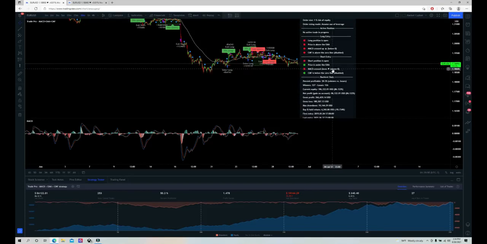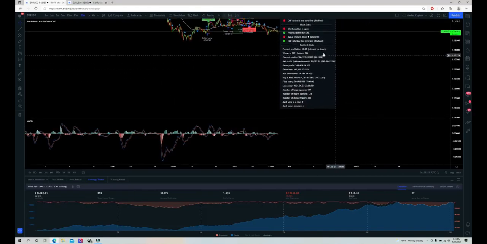If the MACD crosses down from above the 0 line, that is the condition we have set for a short. So right now that's not happening. And then the Chaikin money flow is below the 0 line. Right now that's disabled because I don't have the Chaikin money flow filter turned on. So it's just sitting at green right now.